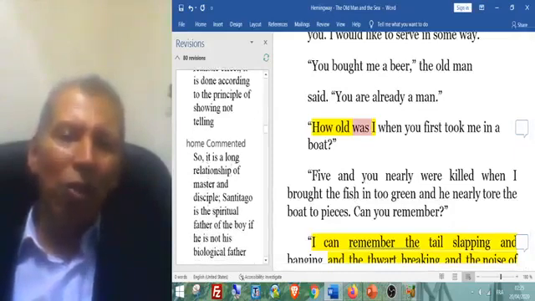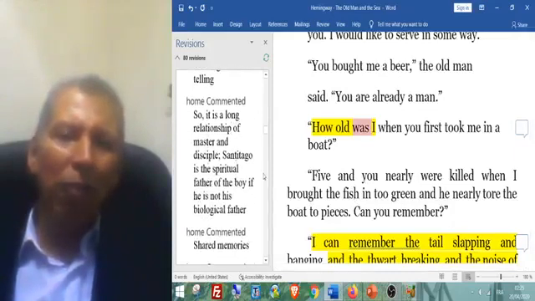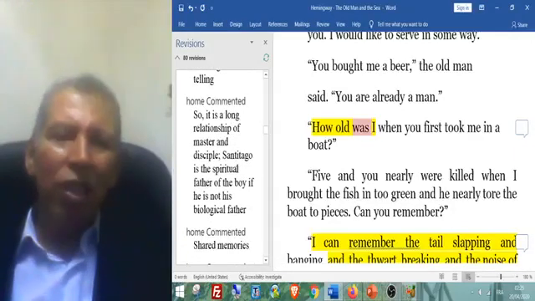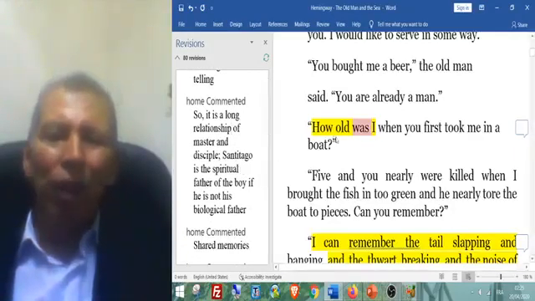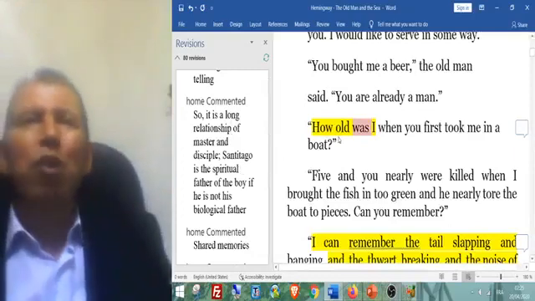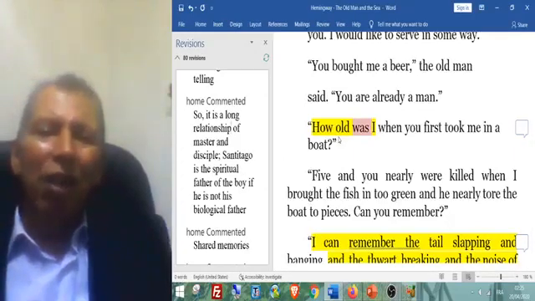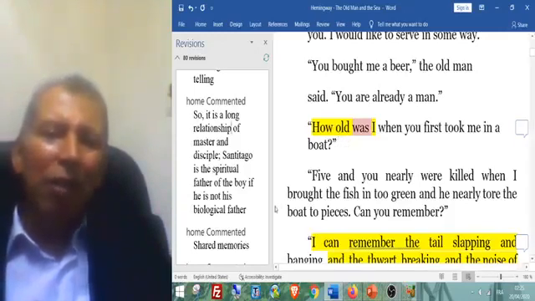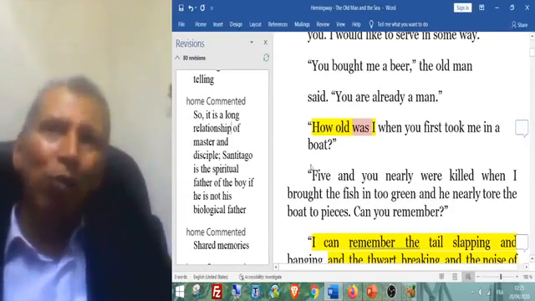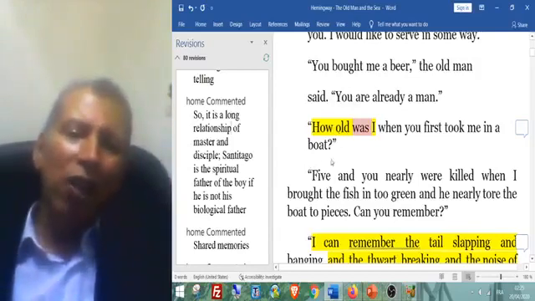So it is a long relationship of master and disciple. Santiago is the spiritual father of the boy. Yes, he is his spiritual father. There is his father who is taking care of him, of course, and his mother who brought him into this existence. But Santiago is his spiritual father. And maybe the role of the spiritual father is much more than the role of his actual father.